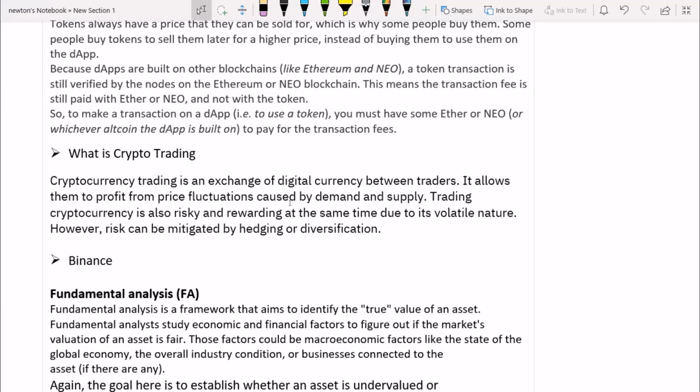Crypto trading is just an exchange of digital currency between traders. It allows them to profit from price fluctuations caused by demand and supply. Crypto trading is simply the buying and selling of cryptocurrency assets, with the aim of making profit.